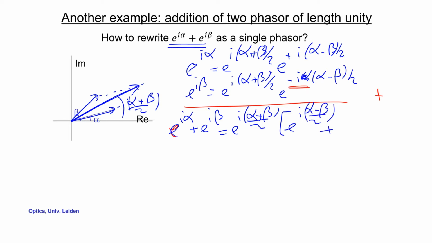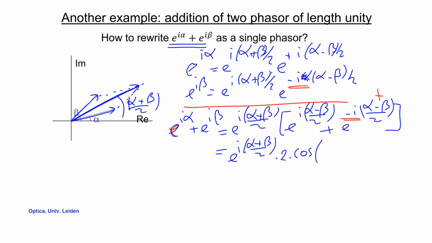And these two phasors differ by a minus sign, this minus sign. So if you combine these two and remember the rules of addition of complex numbers, you find the complex number and the complex conjugate of that number, so you get 2 times the real part of that complex number, or this relation.